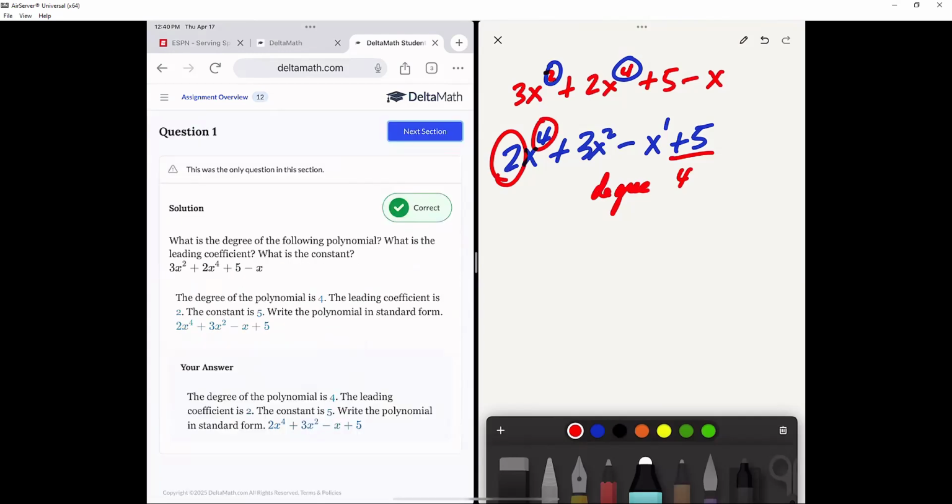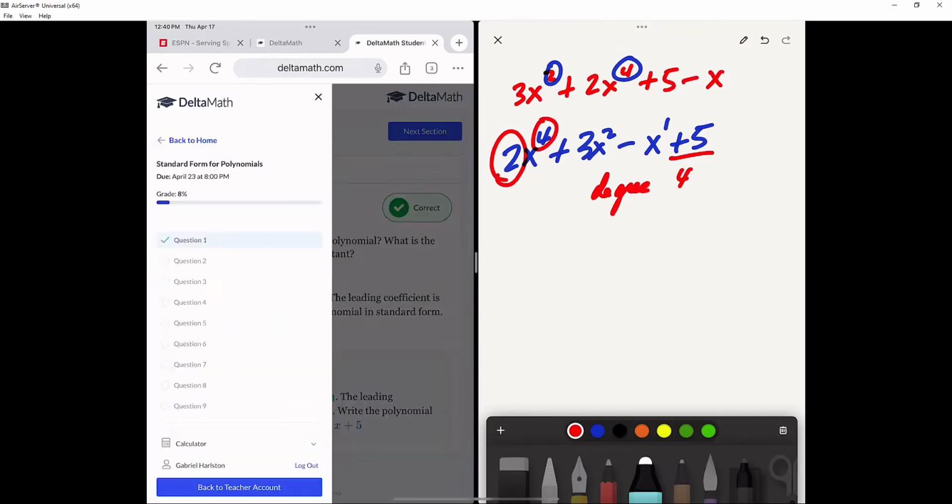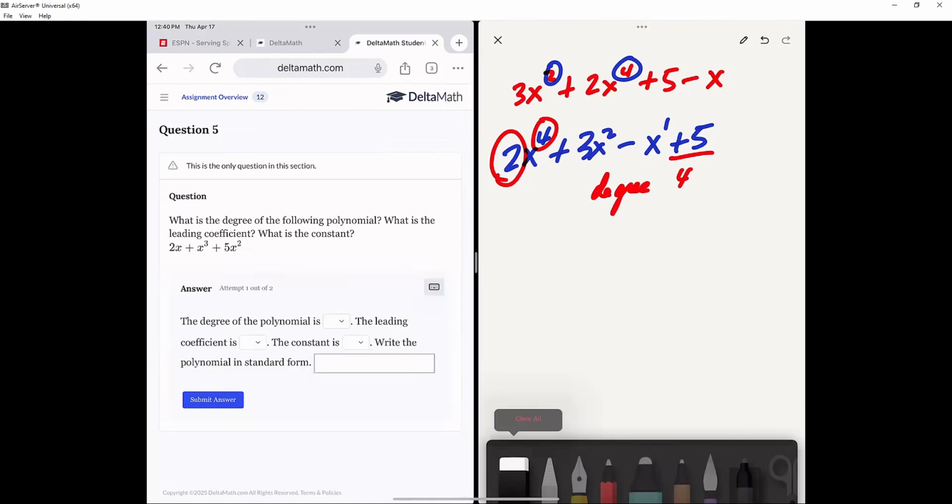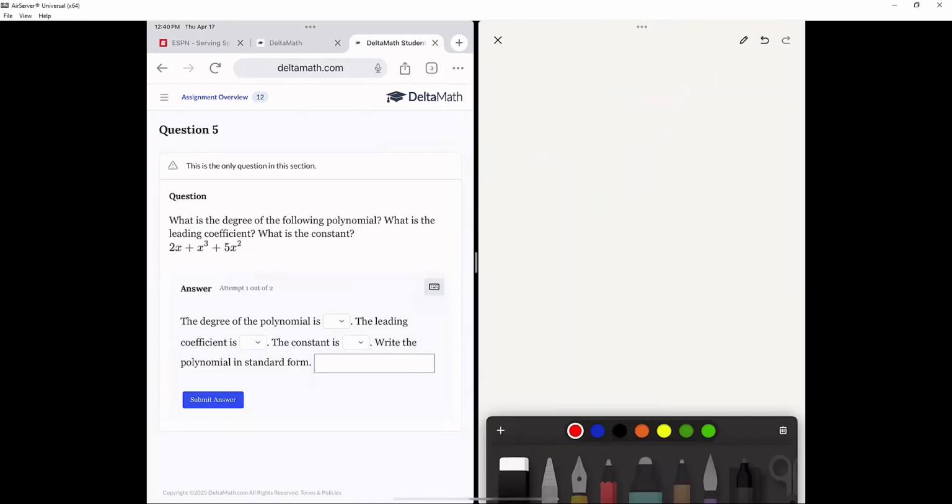Now I'm going to look at another question here. So let me get rid of this. Same thing. We have a polynomial. I'm going to write it. It's going to be 2x plus x to the 3rd power plus 5x squared. Now, same thing. Put it in standard form. So we're going to start with this one.